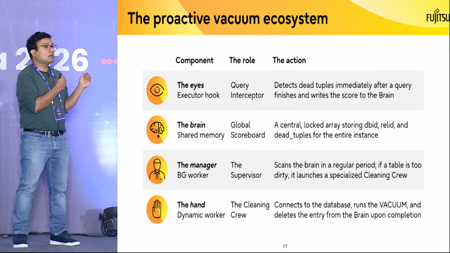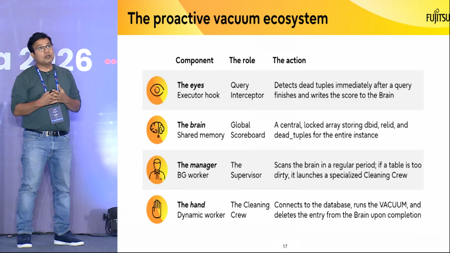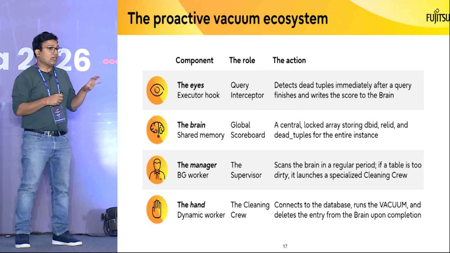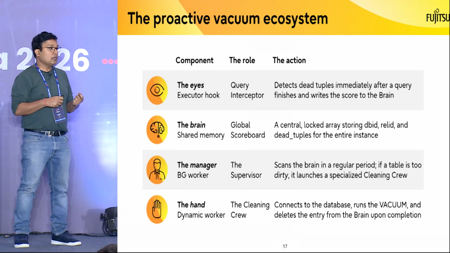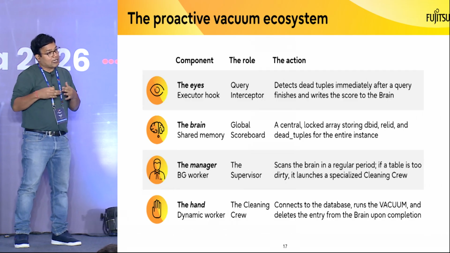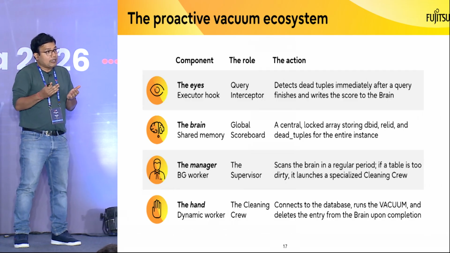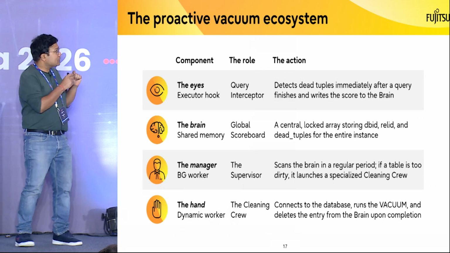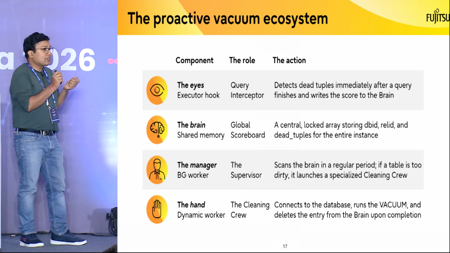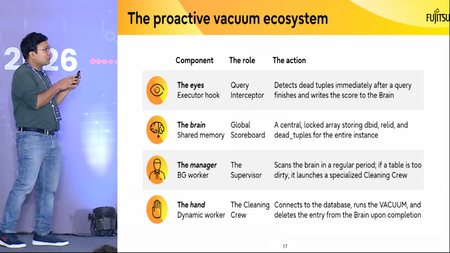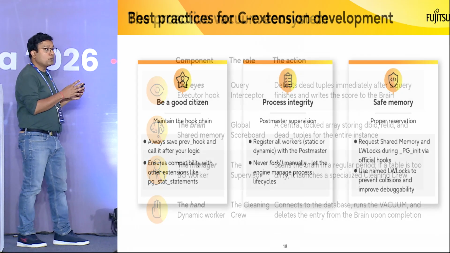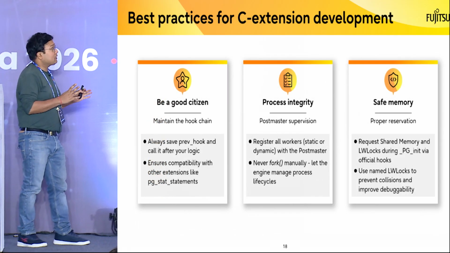The moment he observes that a particular table has reached a certain threshold, he starts creating a crew member to do the cleanup. The crew is nothing but a dynamic worker that will be created and start cleaning those things. So this is the entire ecosystem we can create, giving extra facility to the Postgres system. This is what we can develop with extensions, right.